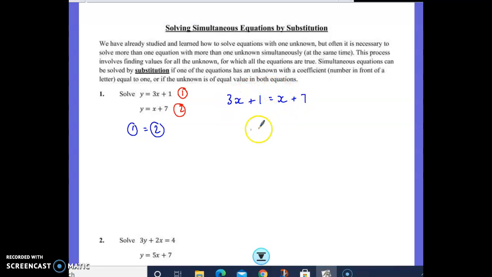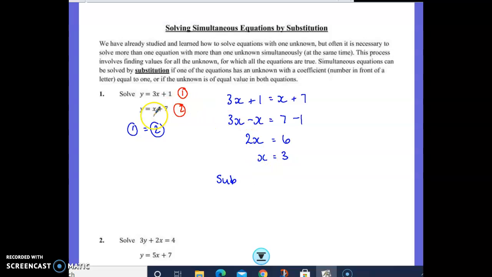So I'm going to bring my letters to my left, numbers to the right. So 3x stays where it is. This x moves over, so plus x there becomes minus x. 7 stays where it is, and plus 1 becomes minus 1. Tidying up then, 2x is 6. So x is 3. Don't stop at that point. That's only half done.